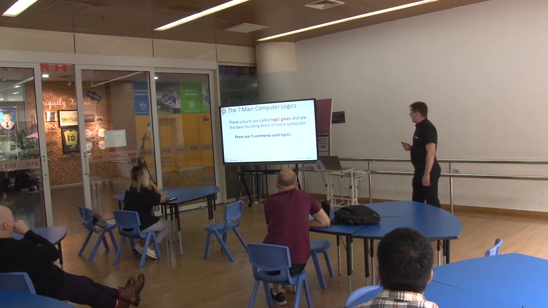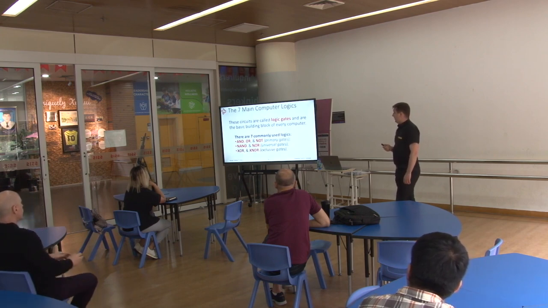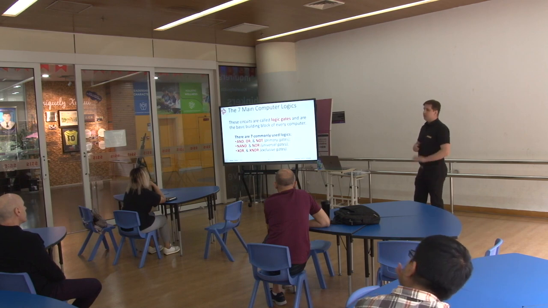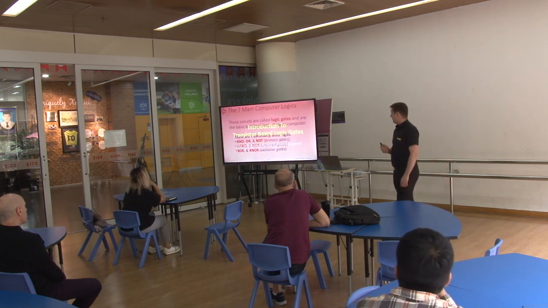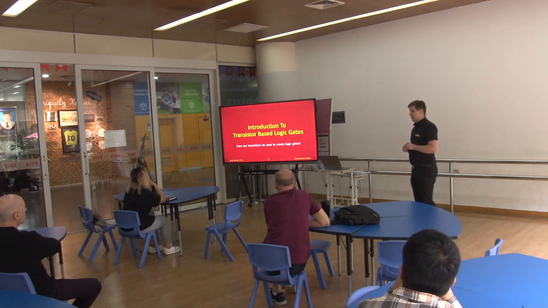Okay, so once again, there are 7 commonly used logic gates: the AND, OR, NOT, these are our primaries; our 2 universals, NAND and NOR; and our exclusive XOR and XNOR. Okay, and if you understand these 7 things, you can do everything in computer science with our current paradigm in place. All right, so let's go into an introduction to basic transistor-based logic gates.